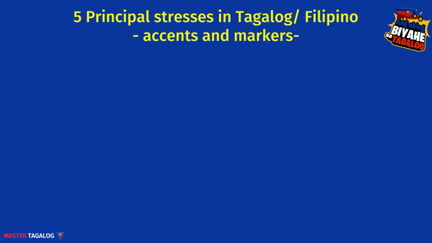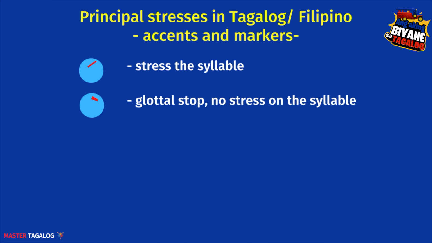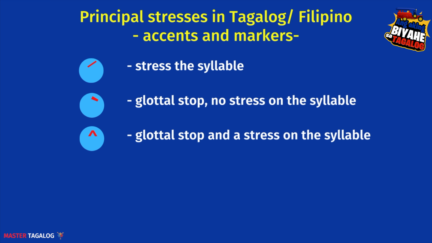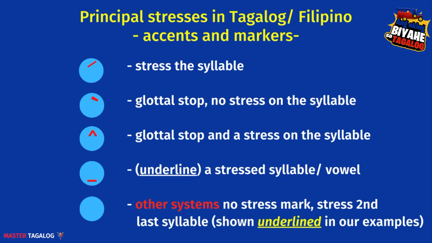There are 5 principal stresses in Tagalog and Filipino, but stay with me here because that makes it sound much more complicated than it actually is. 1. The acute accent or slanted accent mark to the right indicates the syllable should be stressed. 2. The grave accent or slanted accent down to the right indicates a glottal stop, but no stress on the syllable. 3. The circumflex or hat indicates a glottal stop and a stress on the syllable. 4. An underline indicates a stressed vowel or syllable. And finally 5. In some systems where there is no stress mark, it indicates a stress on the last syllable. We show this with an underline to make it clearer.